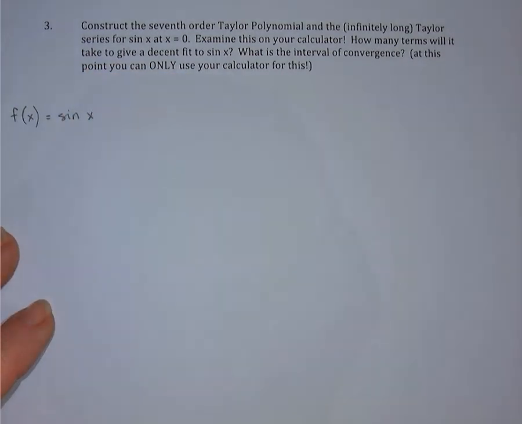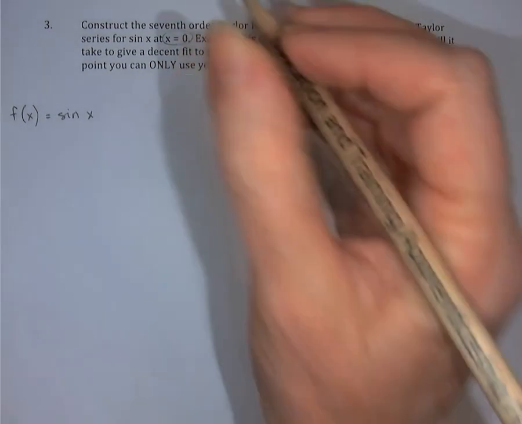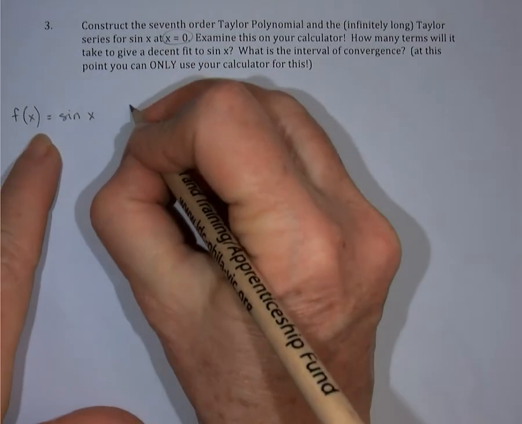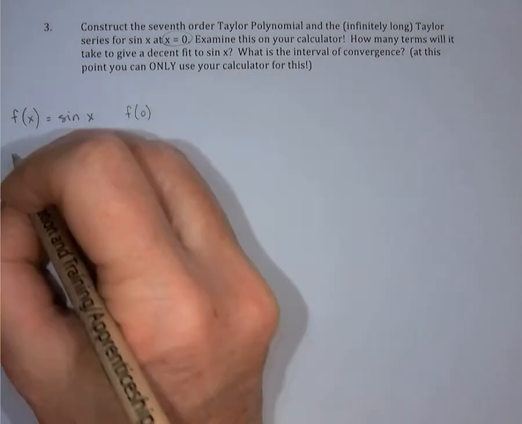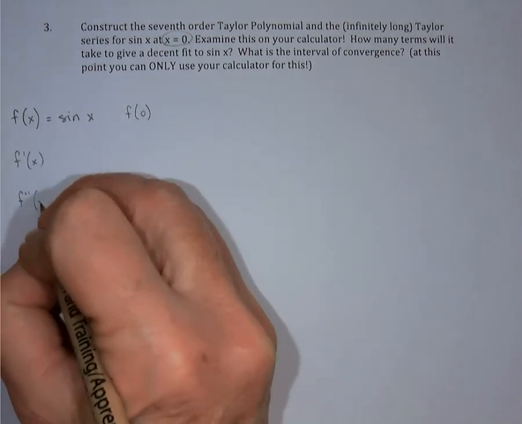So we need to create a polynomial that's going to behave, we're going to start off with it being, let's call it tangent, centered at x is equal to 0. So I'm going to need f of 0. I'm going to need f prime. I'm going to need f double prime all the way down to the 7th derivative.